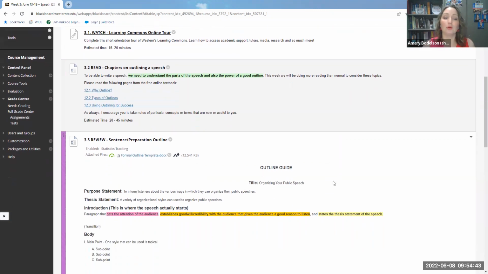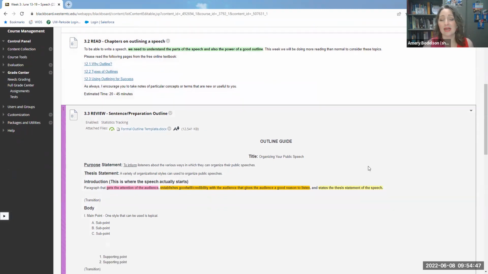So watch that. You are reading a couple chapters on how to outline. There are different outline options, and I'm not super picky about how you outline, whether you want to do the traditional Roman numeral, but I do want to be able to see the components of your speech. So I want to see in the introduction that you have an attention getter, that you are relating to your audience or giving some background or stating your credibility, and that you have a thesis statement.